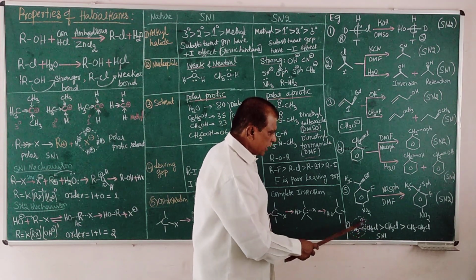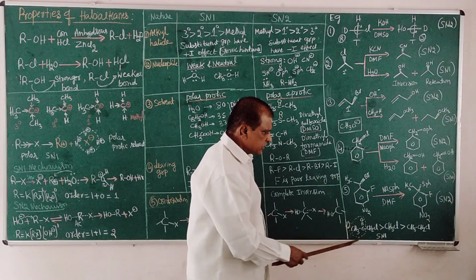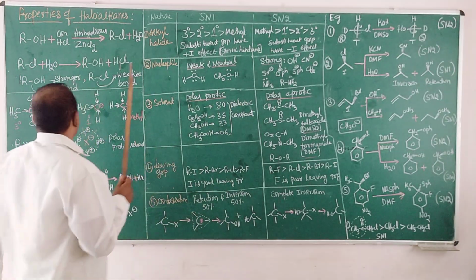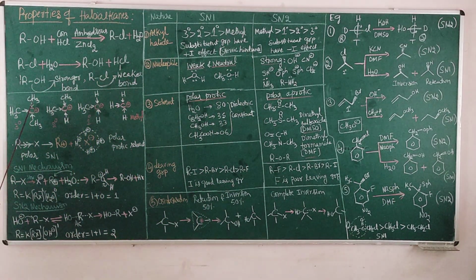CH3CO, that is the acetyl group. So the acetyl group is an electron withdrawing group. In place of CH3, if you have COCH3, it shows a minus inductive effect. That kind of substituent will favor this mechanism. It will make the activated complex more stable and favor this.